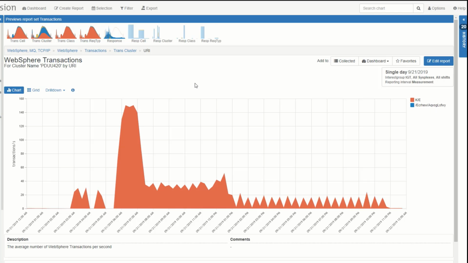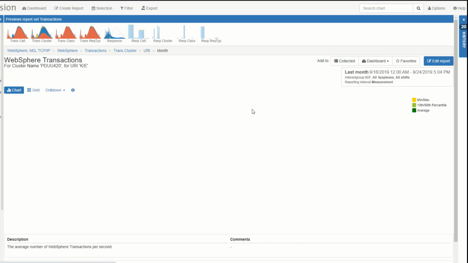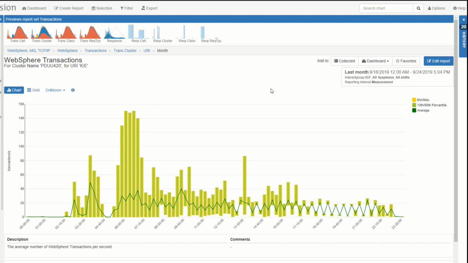But now, maybe next we'd like to know if this is a typical kind of thing. Here we have statistics about the transaction rate pattern for that specific URI over the past month. We can see the average, the minimum and maximum values, and percentile values to help us understand the workload patterns.